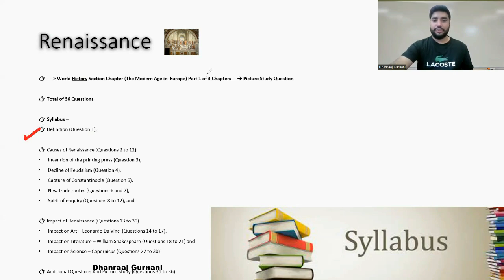The first one is the definition, question 1. Then we'll be covering the causes of Renaissance, question 2 to 12. There are 5 causes: printing press, decline of feudalism, capture of Constantinople, new trade routes, and spirit of inquiry. Then this chapter moves on to impact of Renaissance, mainly on art, literature, and science. Question numbers 13 to 30, where you'll be covering also some great people and some great artists like Da Vinci, Shakespeare, Copernicus. And finally, we have some additional questions and picture study, which are from question numbers 31 to 36. So a total of 36 questions, a world history chapter.